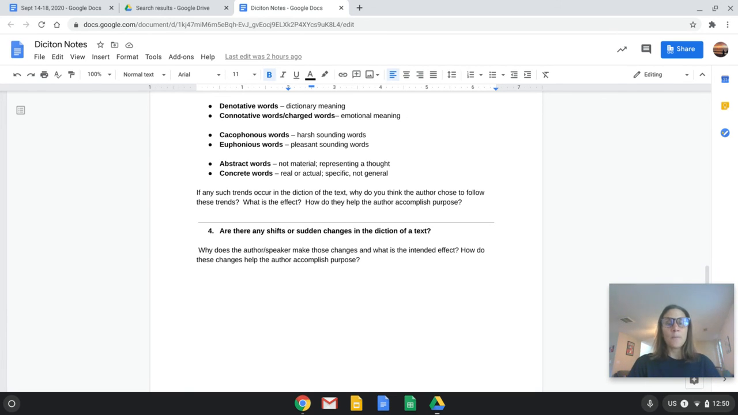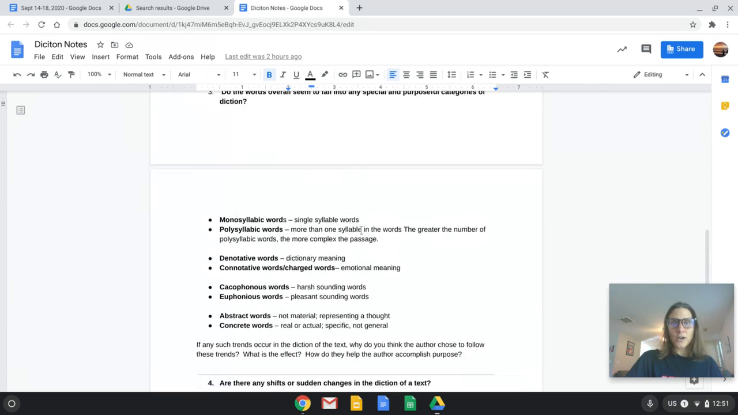Those shifts may be purposeful. Those shifts may be for emphasis. Those shifts may be to draw attention to a certain part of the argument. But this is the kind of question you want to ask yourself. If you notice a shift, and you feel that it's there and noticeable, then it's worth noting. You do not need to tell me if there are no sudden shifts. Never analyze diction and say, there are no shifts in this text. Okay, fine. If there are no shifts, don't write about it at all. Only write about it if it's there.